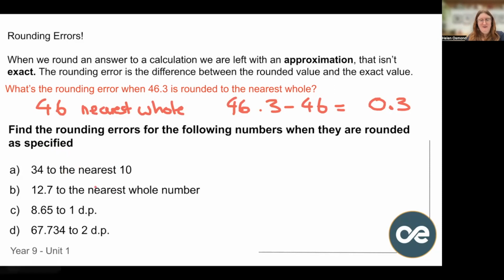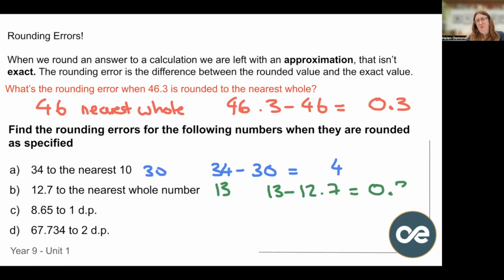So find the rounding errors for these. So always a good idea to write out what the rounded value is. So the rounded value for this is going to be 30. So then my error is 34 minus the 30. I've got a rounding error of 4. If I do 12.7 to the nearest whole, well, the nearest whole for that one is 13. So I'm going to do 13 minus the 12.7 to get 0.3 as my error.